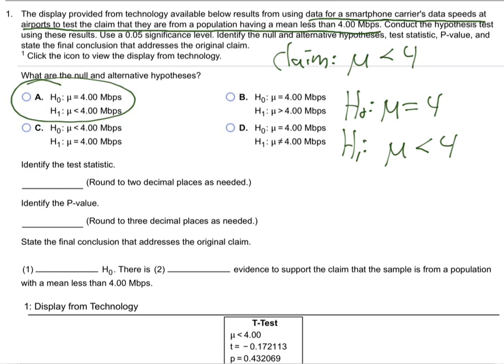So the test statistic is the t value. So there it is right there. It is negative, what is that? I can't even read it. Negative 0.17. What are they, 2 places? Negative 0.17. We're not even using those. But it's the t value, negative 0.17. The p value is 0.4. They want 3 places, right? 0.432. If you can read that, it's kind of small there. 0.432.